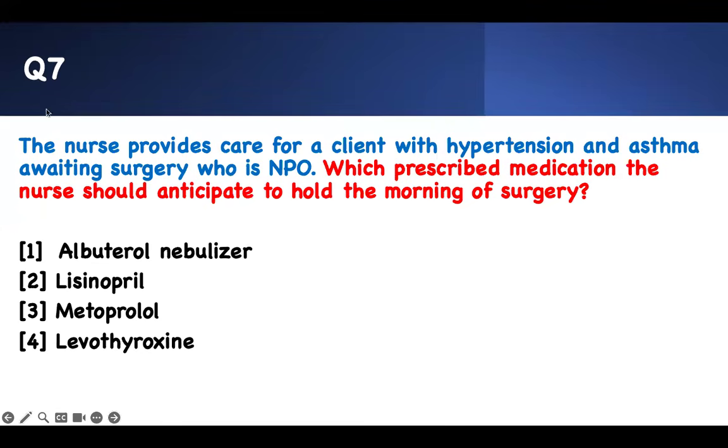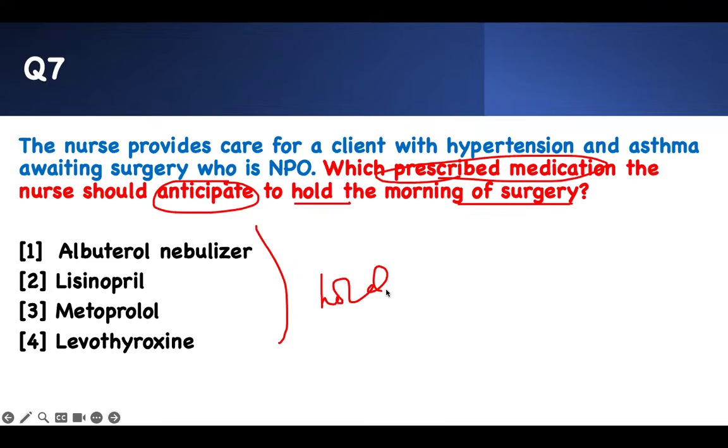Number 7. Which prescribed medication should the nurse anticipate to hold the morning of surgery? So there's a medication, one of these, I got to hold it. That's the key buzzword, right? You're breaking down the question into one sentence. The nurse provides care for a client with what? Patient has hypertension and asthma, waiting for surgery, who is NPO.